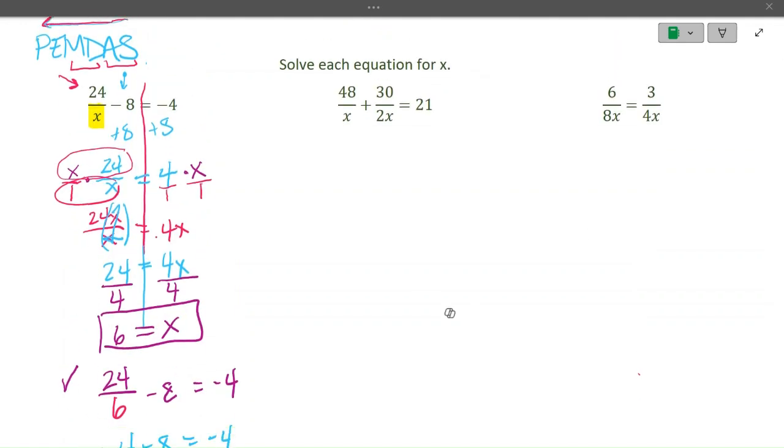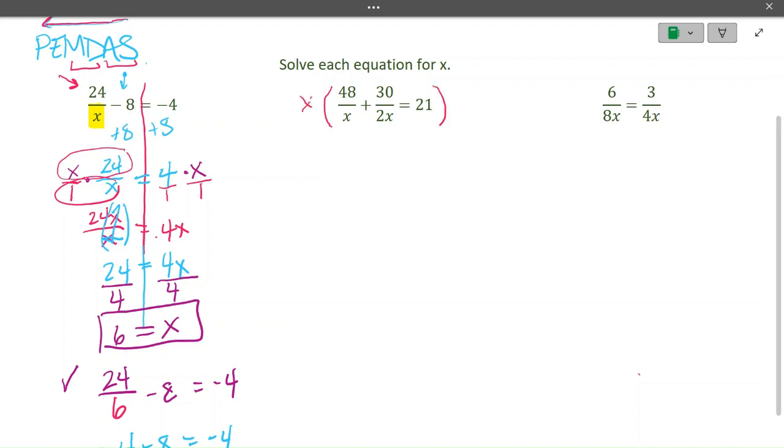Our next problem, we have x in the first term's denominator, 2x in the second term's denominator. There are several correct ways to do this. But because I like the most efficient way, the thing that I'm going to do is I'm going to multiply this whole equation by x.